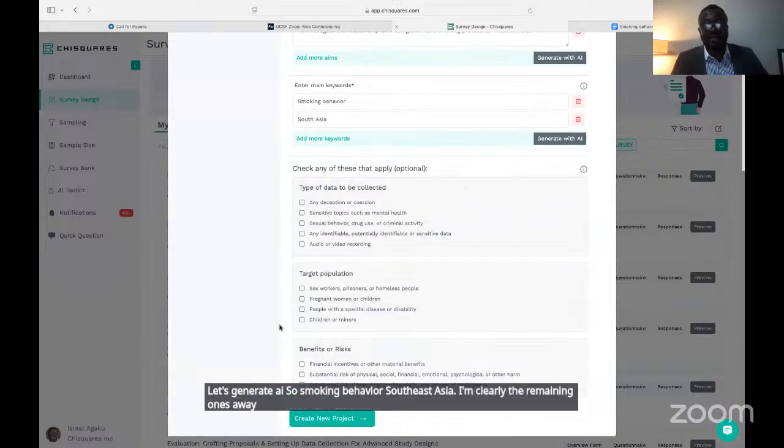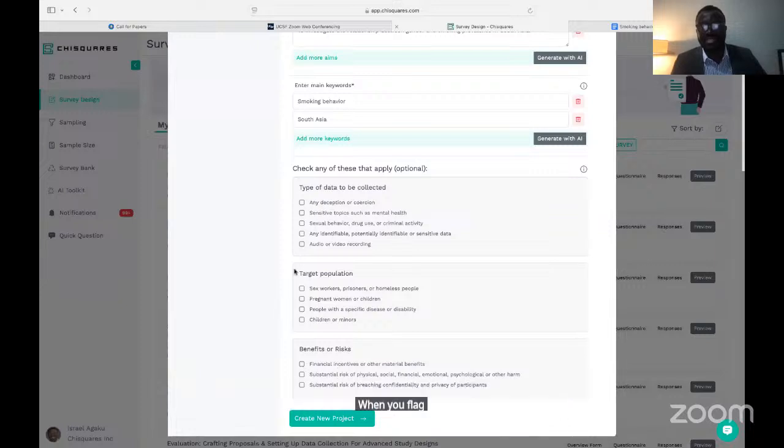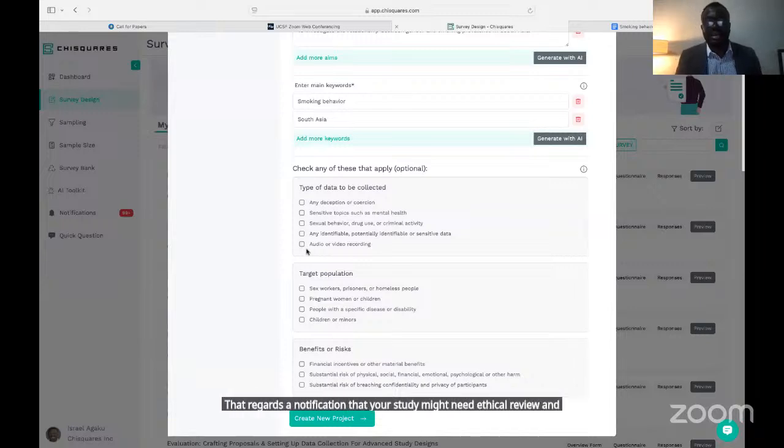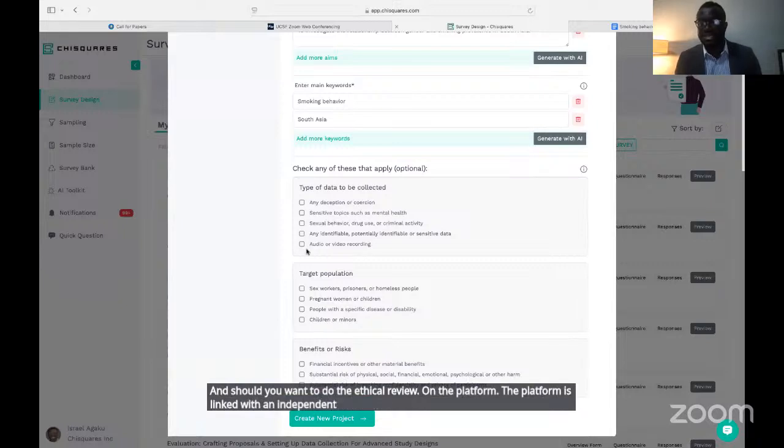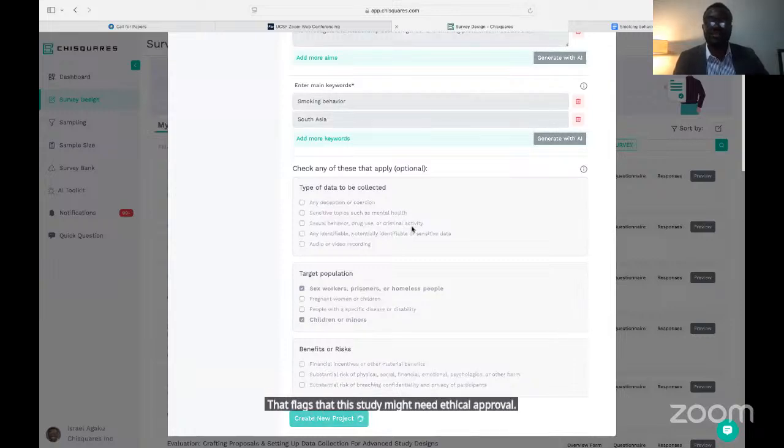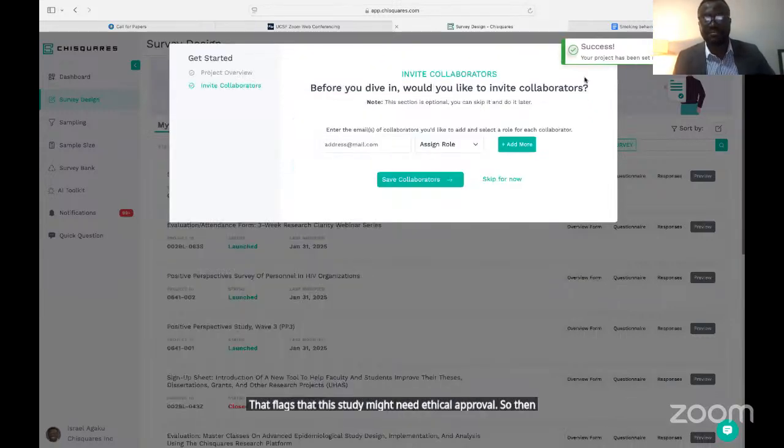And then, of course, this is a research platform, so we have to take issues of ethics very seriously. When you flag that any of this apply to your study, that triggers a notification that your study might need ethical review and clearance. And should you want to do the ethical review on the platform, the platform is linked with an independent ethical review committee that can handle that. So for example, if I say my study involves sex workers or children or minors, that flags that this study might need ethical approval. So then you create a new project.